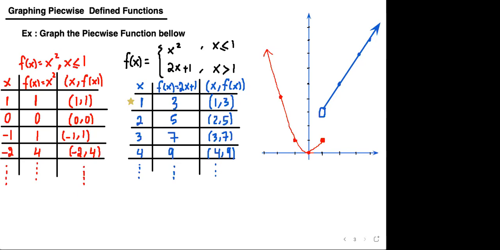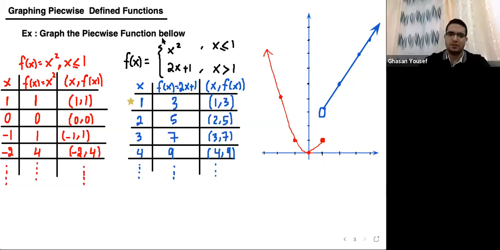Do we have to label the lines with the equation? Yes. Here is the function. We should write here the name of this function. So this is f of x equal 2x plus 1. And for the red one, we should write the name of this function, f of x equal x squared.